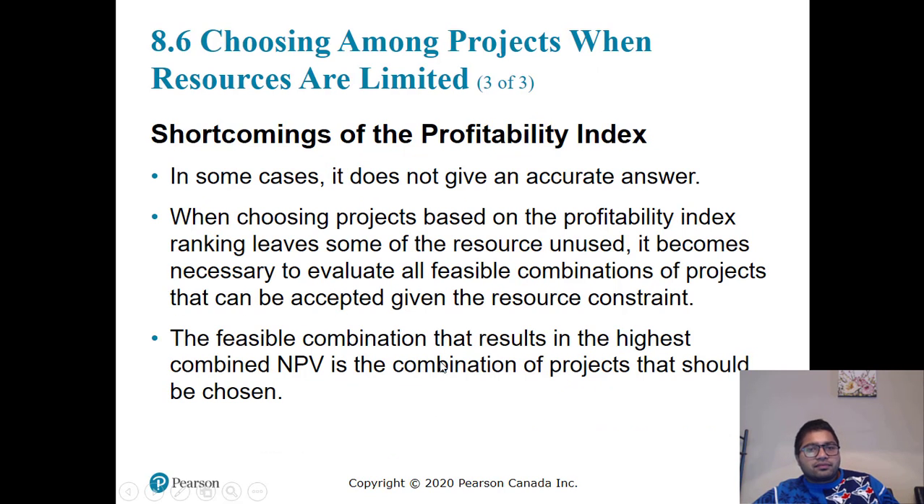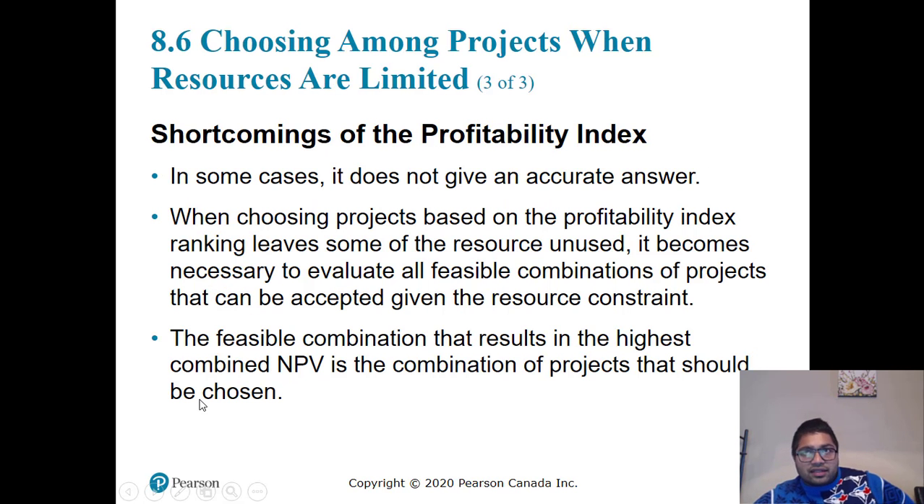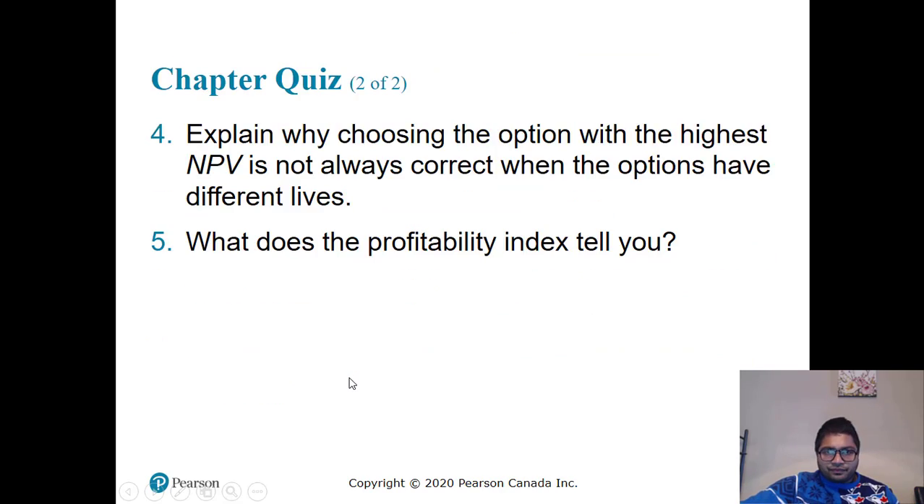There is a shortcoming of the profitability index. In some cases, it does not give an accurate answer. When choosing projects based on profitability index, ranking leaves some of the resources unused. It becomes necessary to evaluate all feasible combinations of projects that can be accepted given the resource constraint. Whichever feasible combination results in the highest NPV, you should use that.